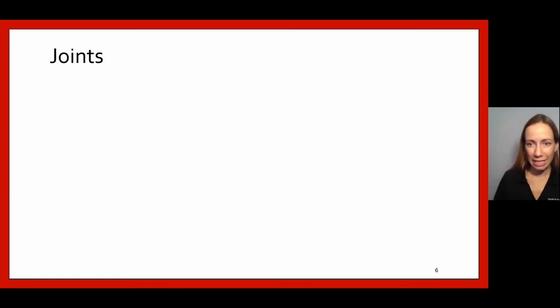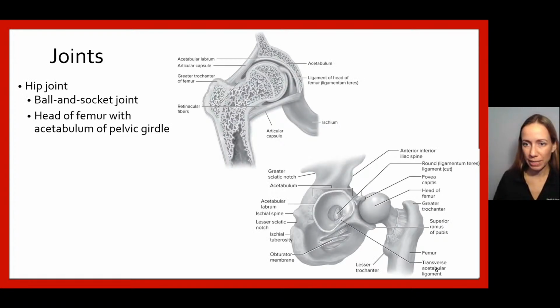So looking first at the hip joint, it's a ball and socket joint, and it's made up of the ball, so that's going to be the head of the femur, shown very nicely here. And it fits into the socket, which is the acetabulum found on the lateral aspect of the pelvic girdle. Unlike the shoulder joint, this is a fairly deep connection, and this does improve the stability of the joint.